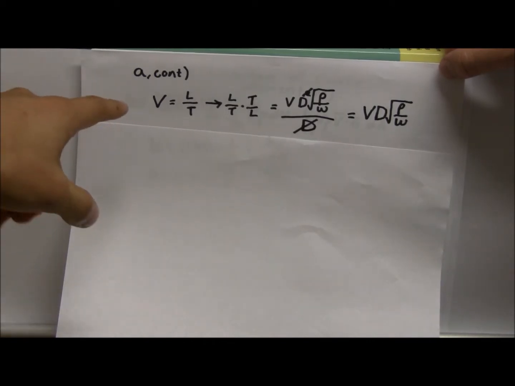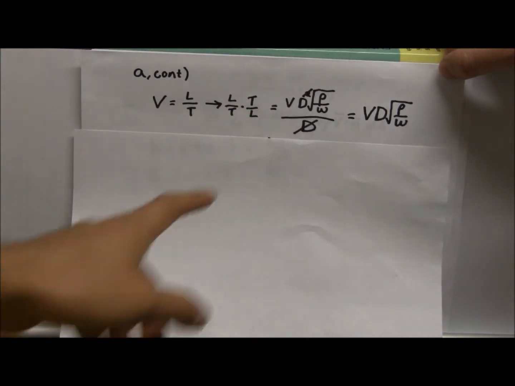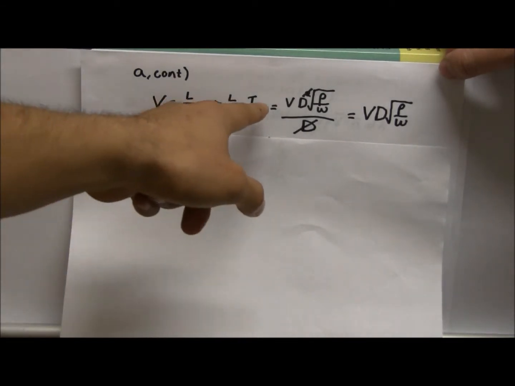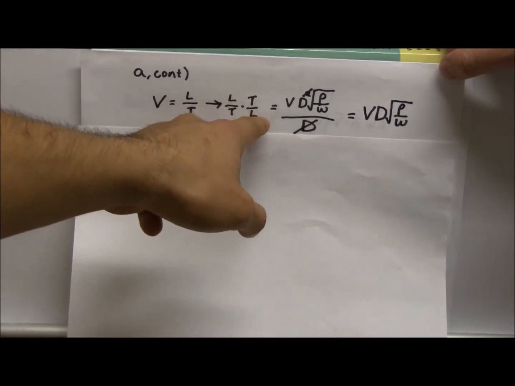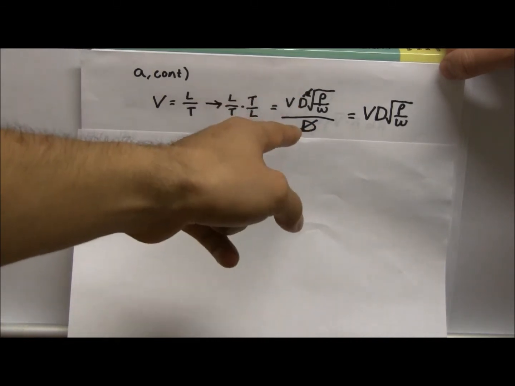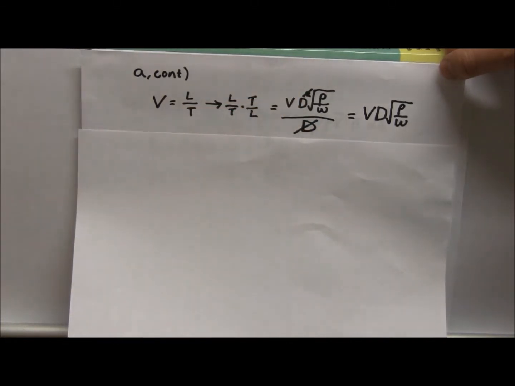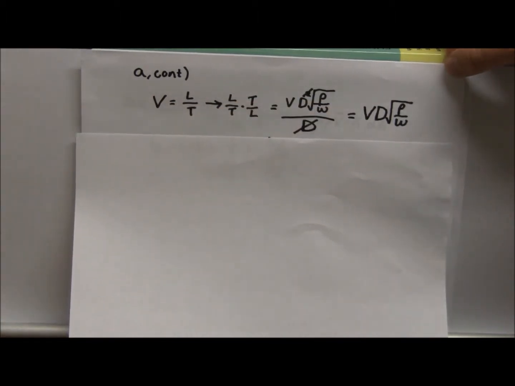So starting with the velocity, we know that velocity is length over time, so what we're going to do is simply multiply by the reciprocal of L over T, but this time using what we've already determined T and L to be. So that is essentially this step. The D down here cancels with the D squared, and you're left with this term on the right.